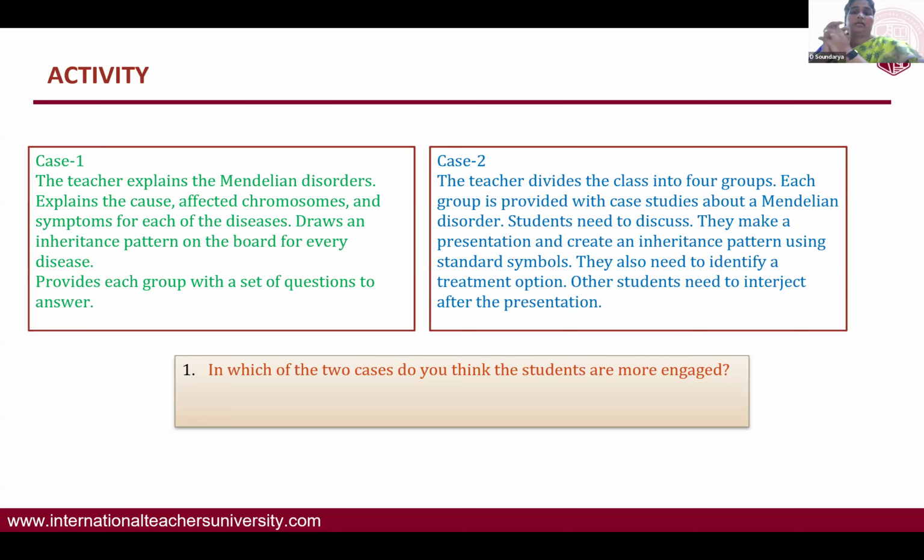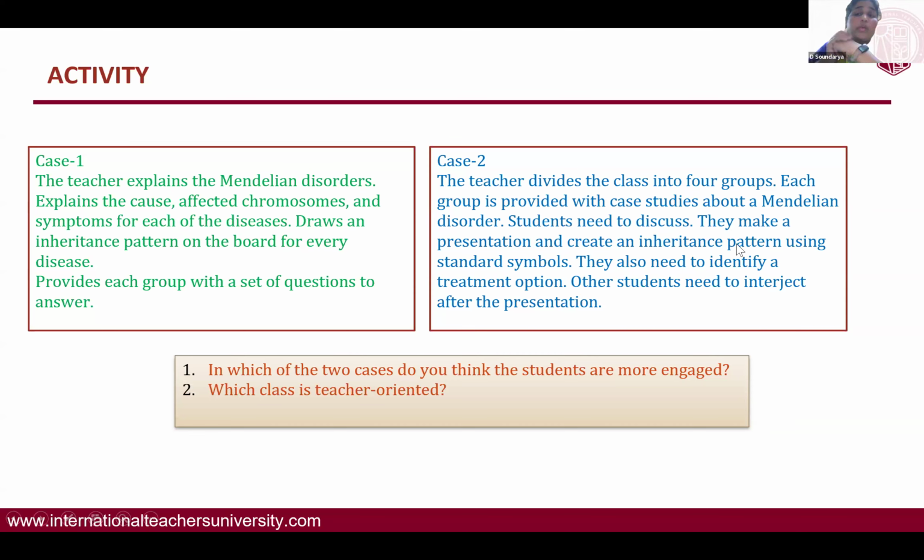Okay. Those who have gone through the cases, I would like all of you to tell me, among case 1 and case 2, in which of the cases do you think students are more engaged, in case 1 or case 2? You can answer in the chat. Yeah, case 2. Thank you so much. Right.